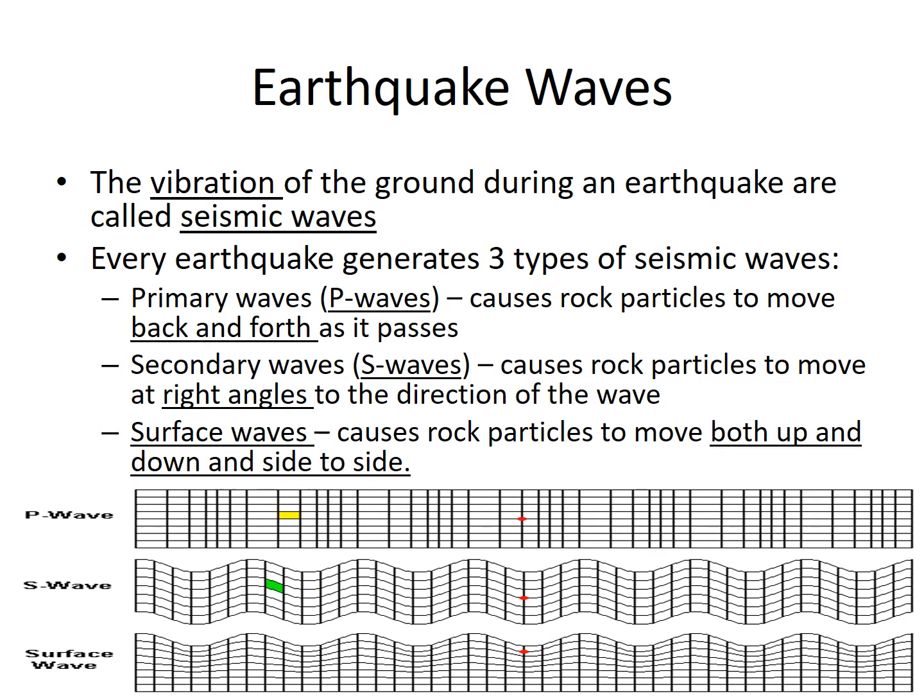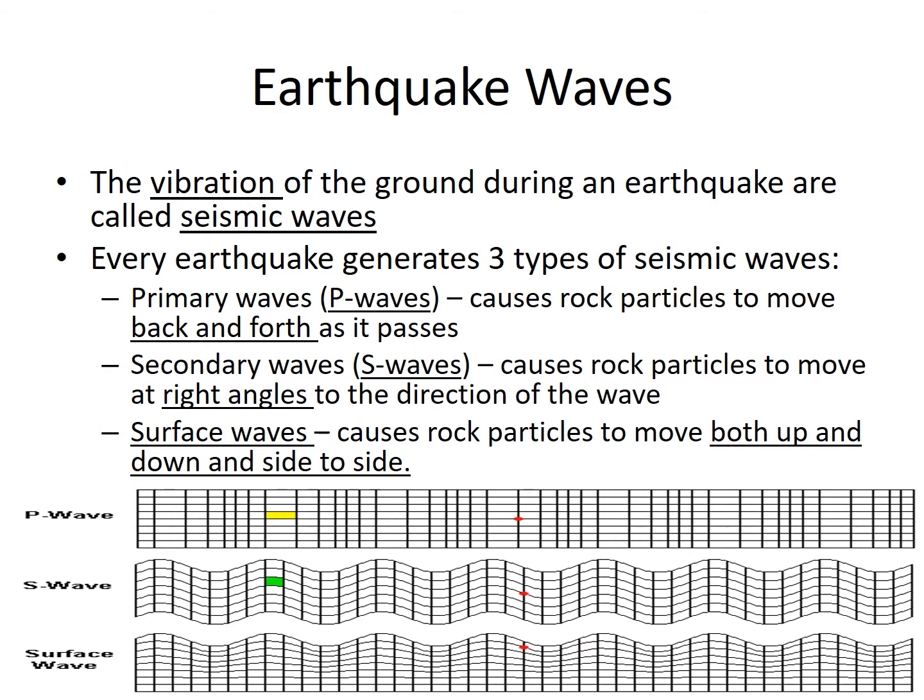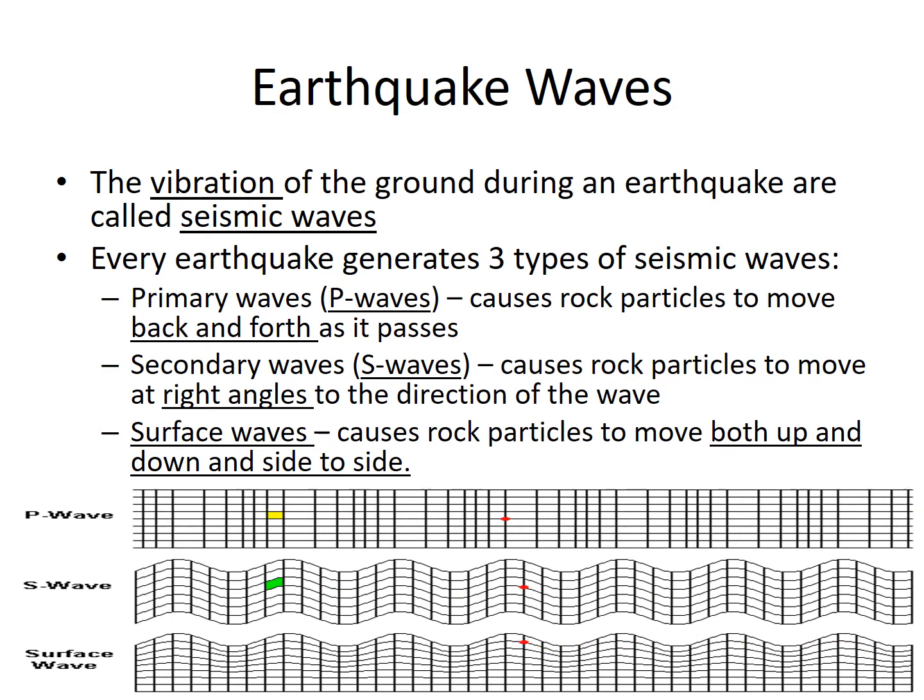So, earthquake waves. The vibration of the ground causes what we call seismic waves, and there are three types. First are primary waves, or P waves, which cause the rock particles to move back and forth as the wave passes. Secondary waves, or S waves, cause the particles to move at right angles to the direction of the wave. And surface waves cause rock particles to move both up and down and side to side.